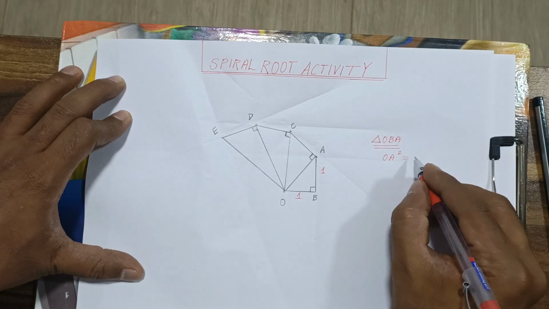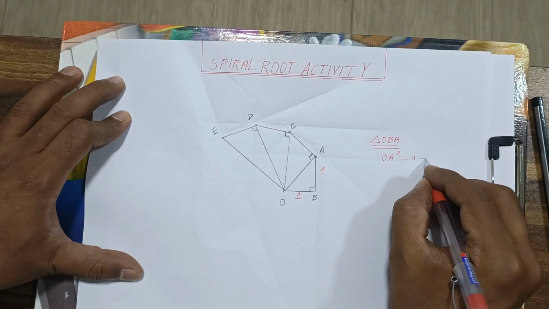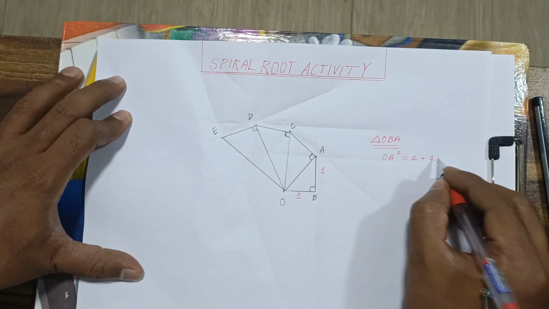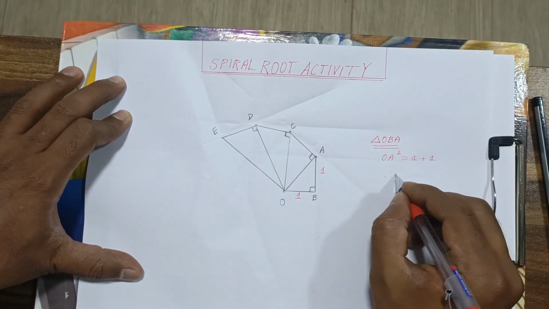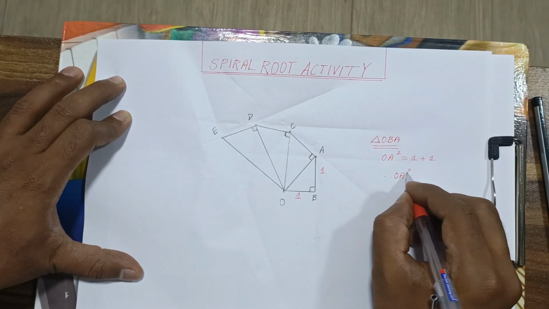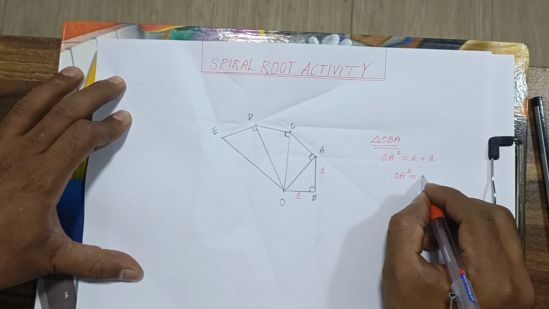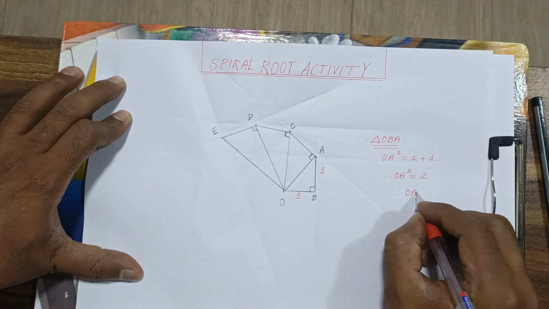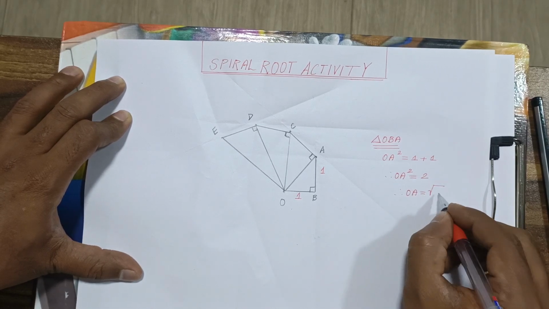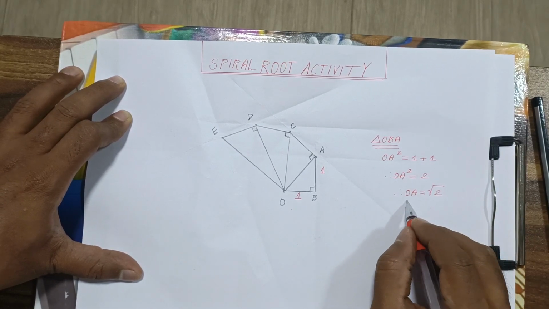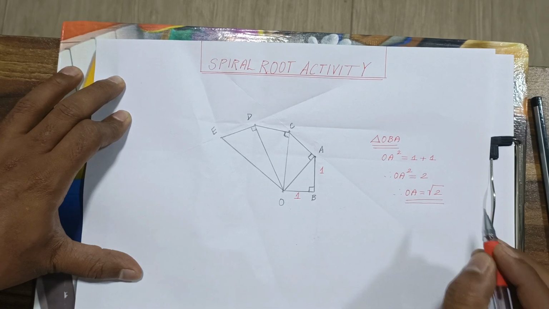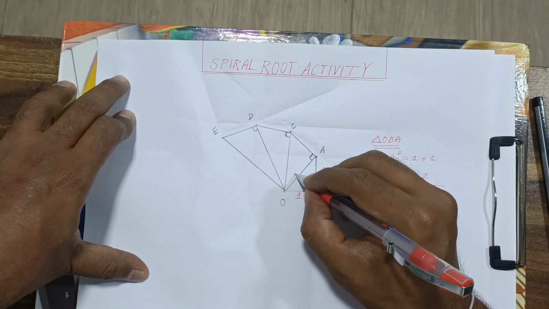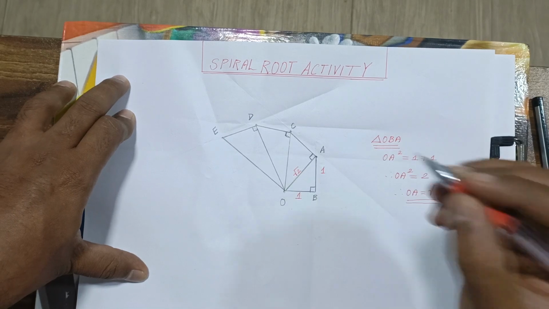So OB is how much? 1. 1 square is how much? 1. Again, AB square. So 1 square is how much? 1. So now I'll write over here OA square is equal to 1 plus 1 is 2. So therefore OA is equal to under root of 2. So I got OA, that's my hypotenuse, as root of 2. So now I'll write it over here, root of 2.